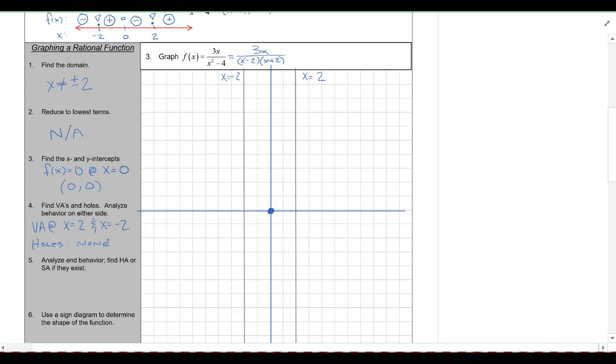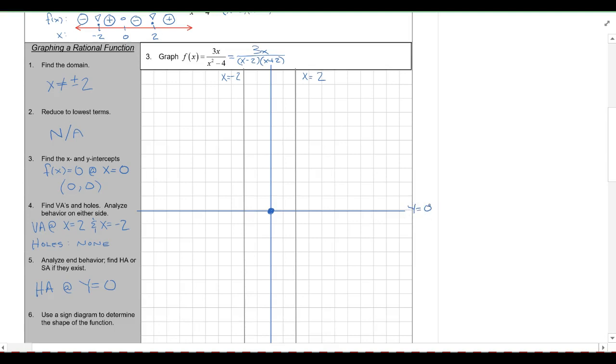Okay. The next thing, step 5, analyze the end behavior or find the horizontal asymptote or slant asymptote if they exist. Well, let's take a look back up in our function. The degree of my denominator is larger than the degree of my numerator. If that is the case, then I have a horizontal asymptote at y equals 0. So I'm going to also identify that on the graph. We know that our function is going to approach the x-axis at its end, at x equals plus or minus infinity. So my horizontal asymptote is going to be the x-axis. I'm just going to note that as y equals 0 over here.